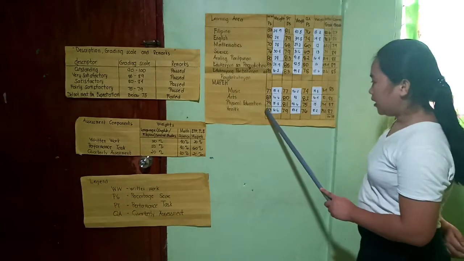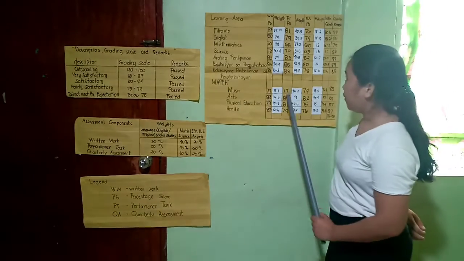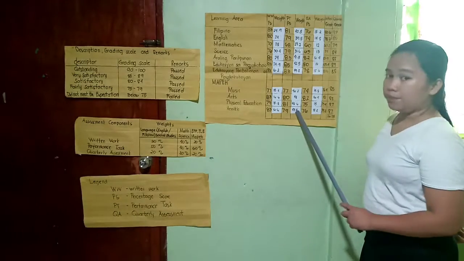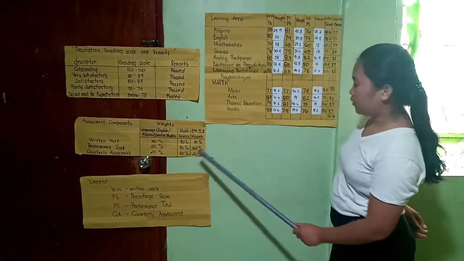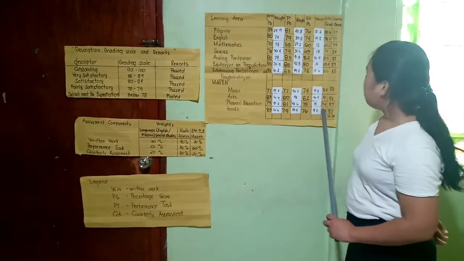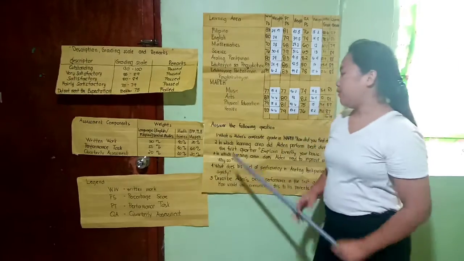So in health, 83 times 20% is equals to 16.6. So in performance task, 79 times 60% is equals to 47.4. So in quarterly assessment, 76 times 20% is equals to 15.2. Initial grade of 79.2. Transmuted it into 87.